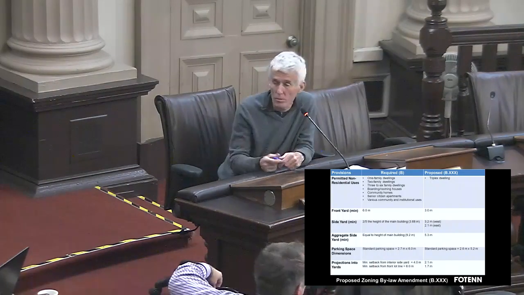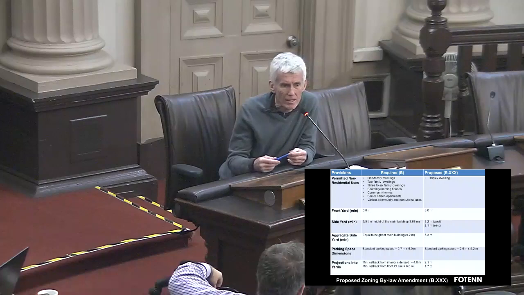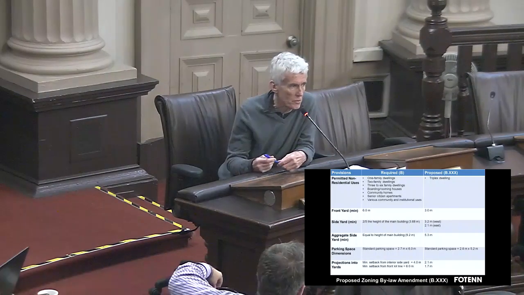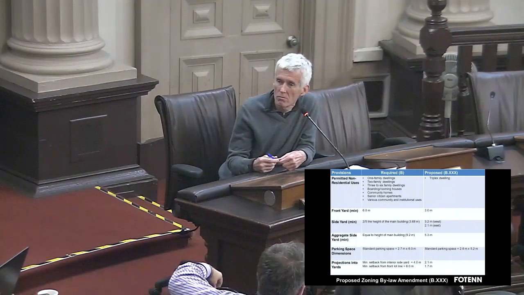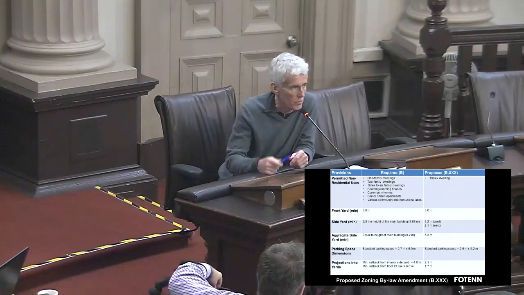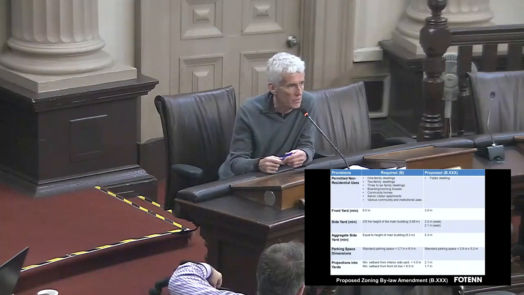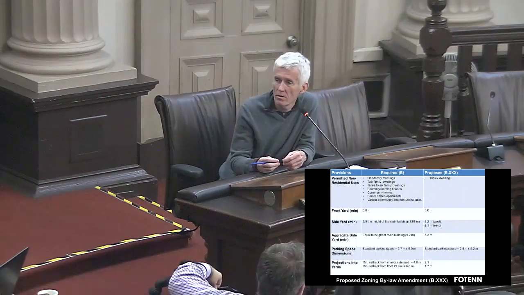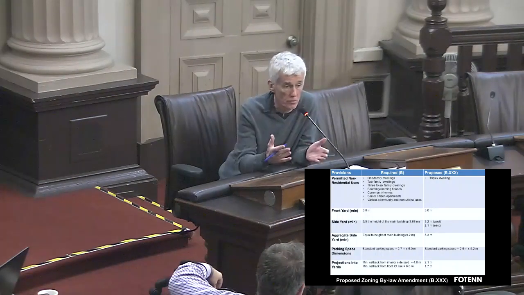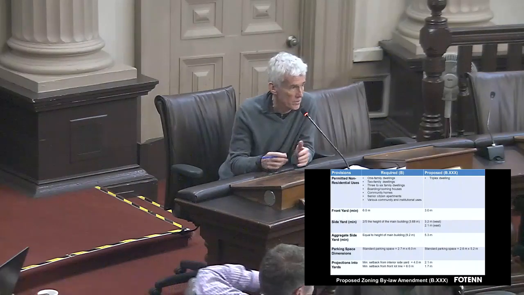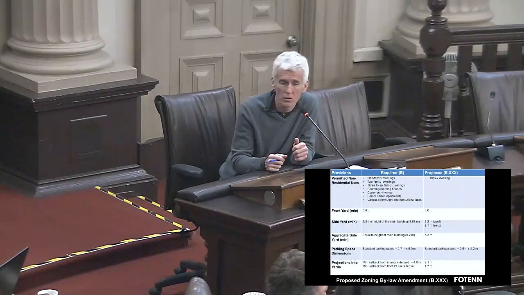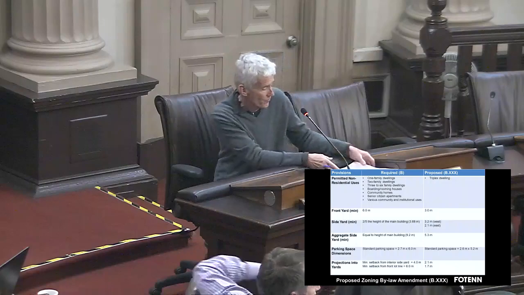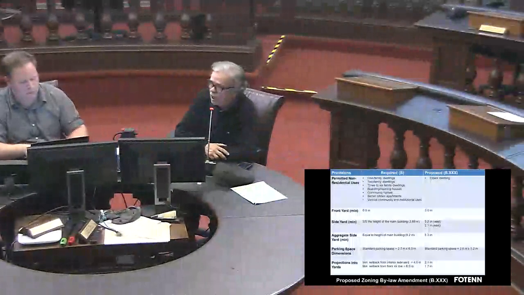So my biggest question is, if you spot zone this, why wouldn't you spot zone another one tomorrow and another one the day after and so on? Or could there be a more, if there's a desire, which I think we all agree densification is probably desirable, is there a better way to do it? Thanks. Thank you.